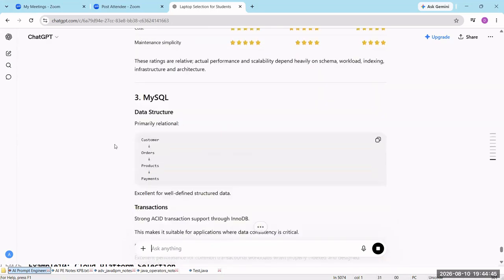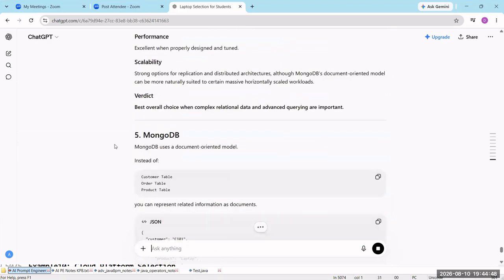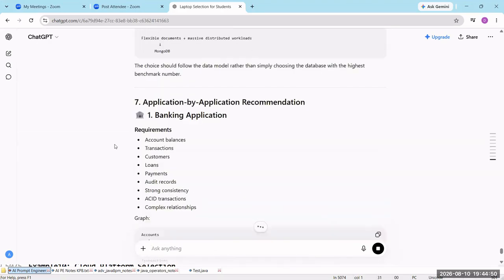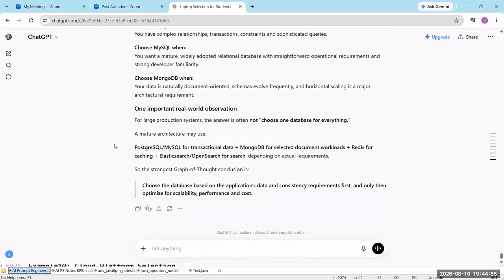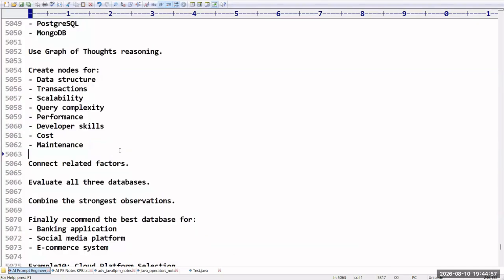Yes, you can see full-fledged data. Full-fledged data it is giving. Even it will provide the final recommendation also. Clear up to this, please confirm.